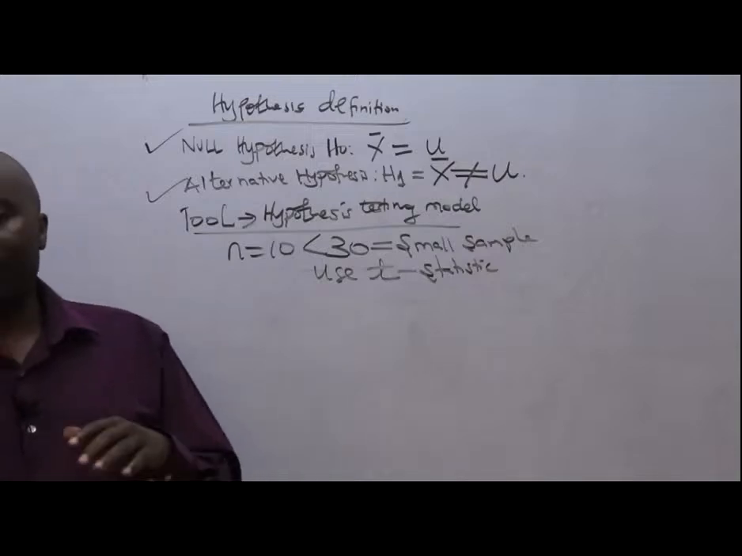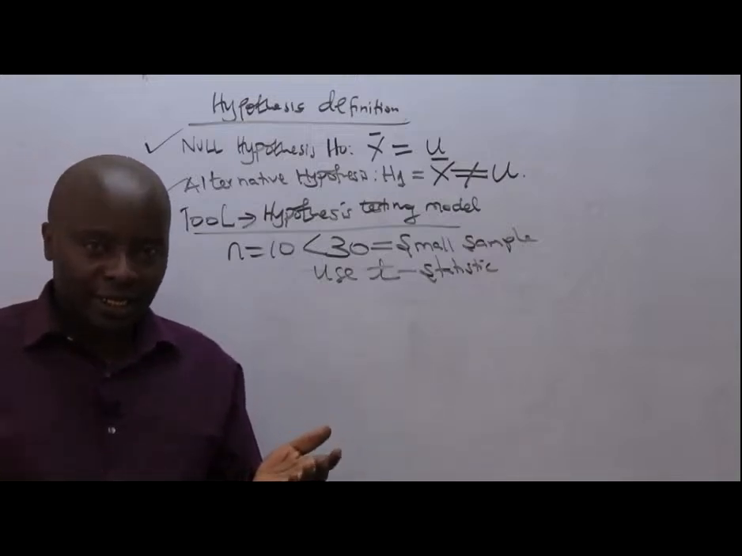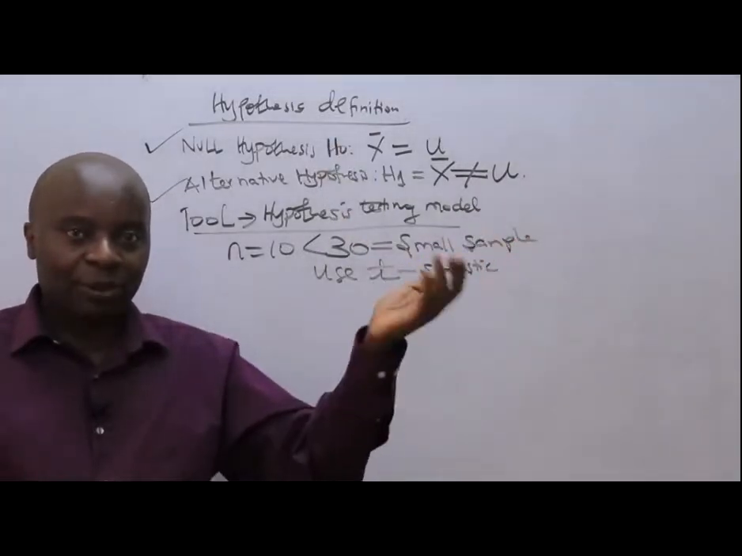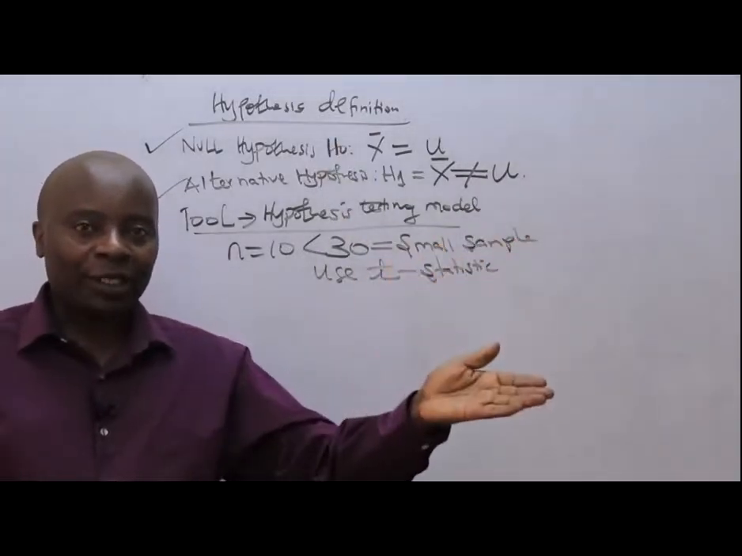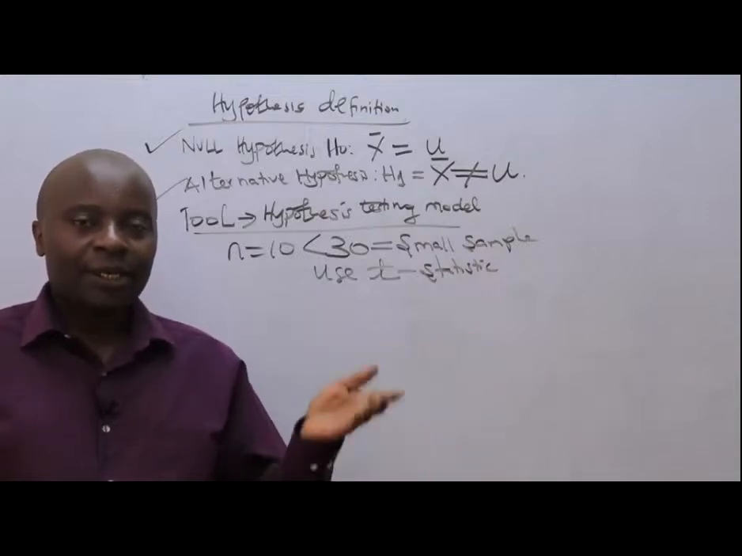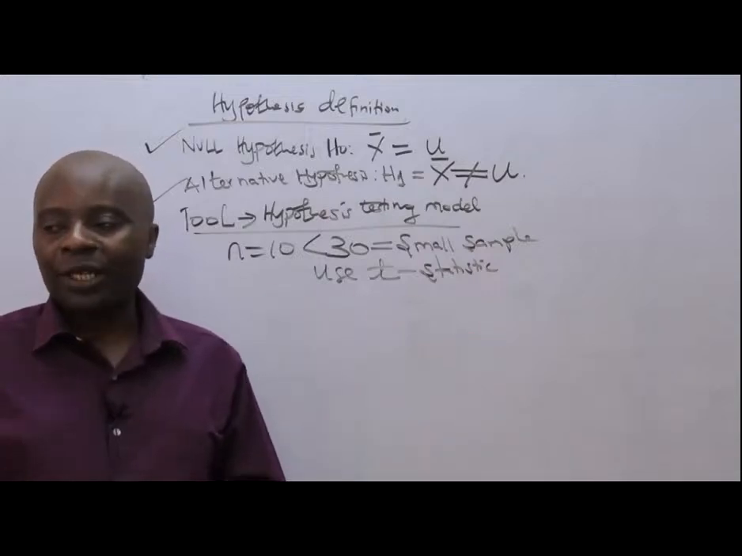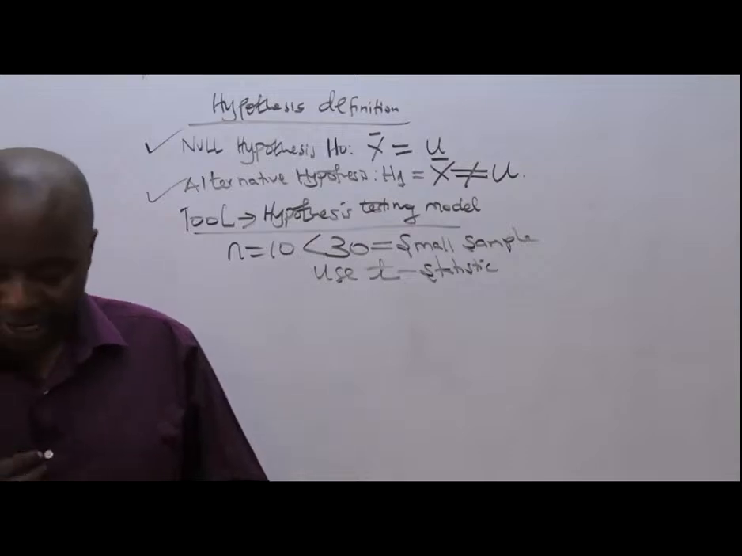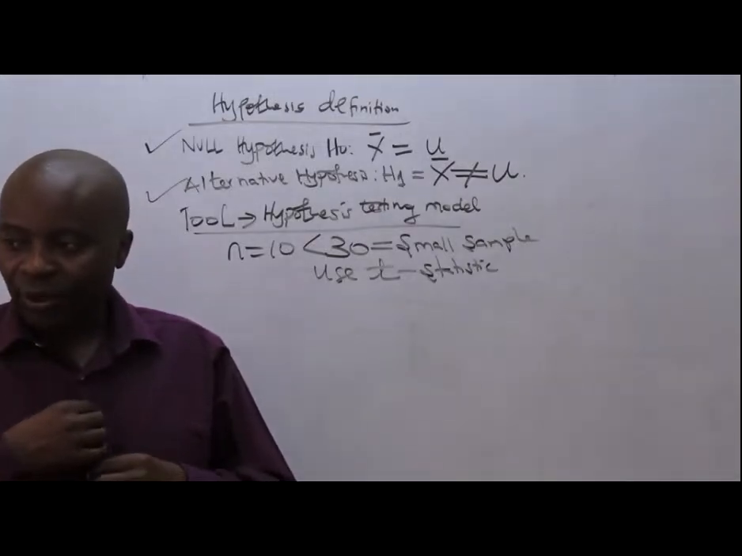Remember, you could either use Z or T. Z is for large samples, samples whose N is more than 30. For a small sample, you use T.